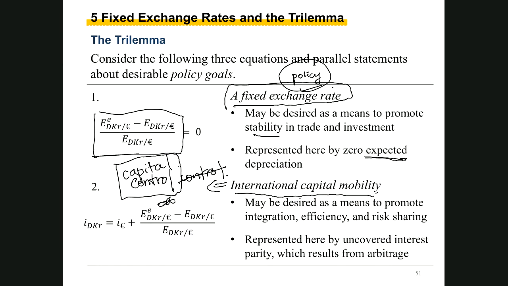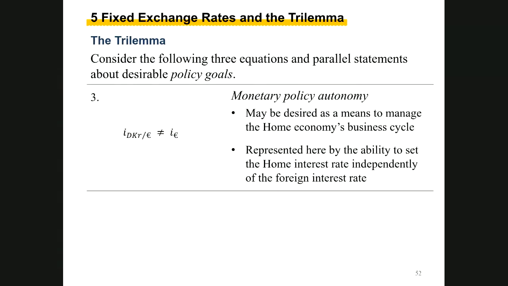All right, and what is this? The theoretical background, what is this? This is the UIP, right? And the third condition is the monetary policy autonomy. So this is basically followed by the Keynesian monetary policy model, right? So it should be this.